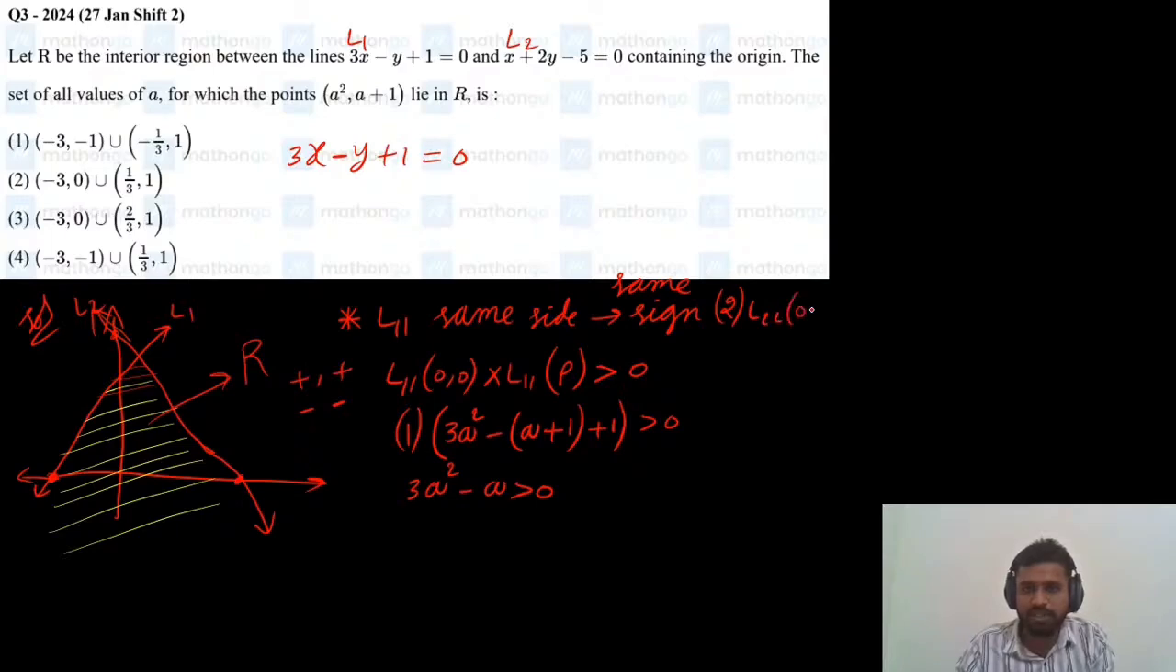Just substitute origin in line 2 and substitute the given point also in line 2, and the product will be greater than 0. Okay, so simple concept here.